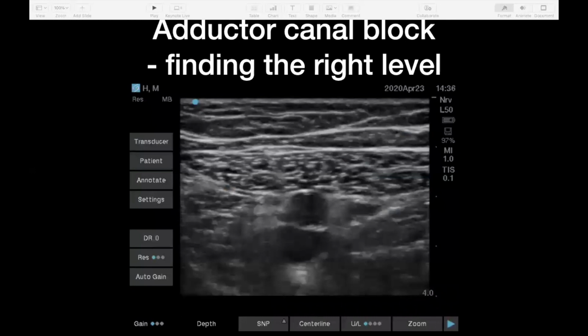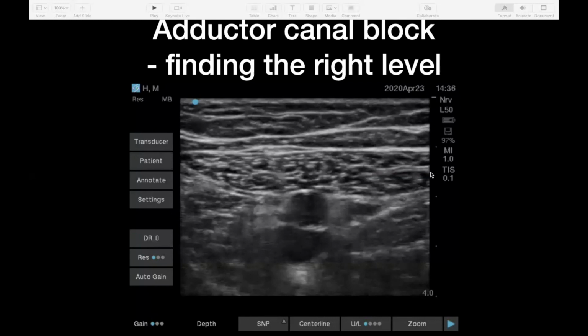So the main thing I struggled with for a while with adductor canal blocks was finding the right level to do the block. I think it's relatively simple to plonk the probe on the middle of the thigh and eventually find this kind of view where you found the femoral artery and the femoral vein underneath, sartorius muscle on top.